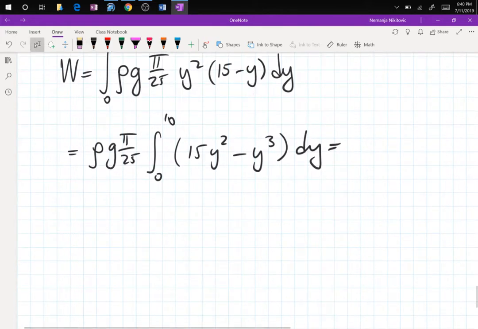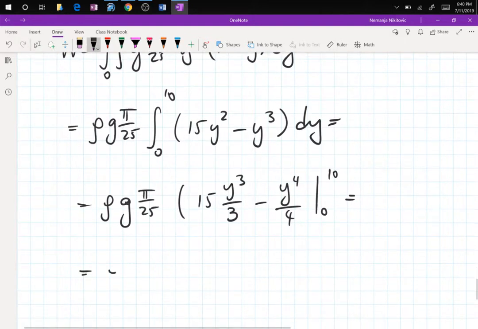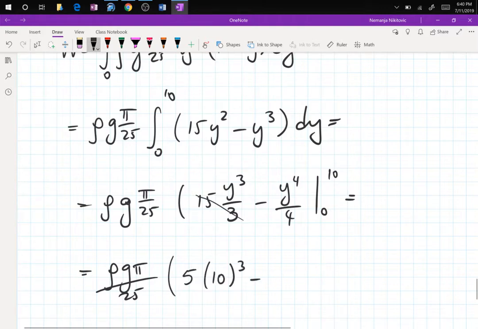Well, these are polynomials, right? Joy to integrate. Rho g pi over 25, you have 15y cubed over 3, that will cancel, minus y to the 4 over 4, computed from 0 to 10. You are pumping everything out. Rho g pi over 25 is, cancel this, 5 times 10 cubed minus 10 to the 4 over 4, and all of that is equal to a number, in this case, Newton meters for the energy, right, for work that needs to be put into this to pump the entire thing up. So we have to use similar triangles.